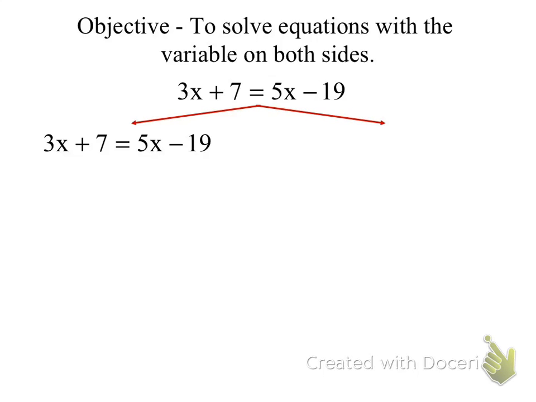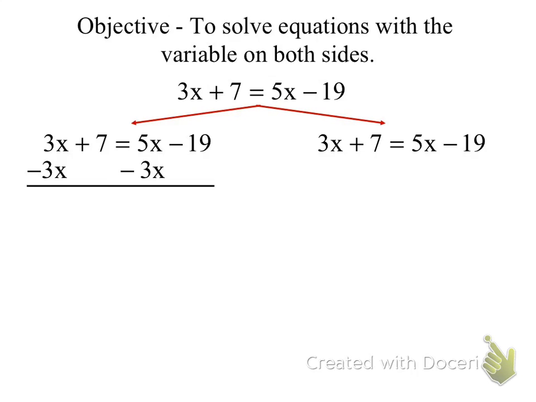Subtracting 3x from both sides of the equation. When I do that, now I've got the additive inverse property. And so we are left with 0 plus 7 equals 2x minus 19.